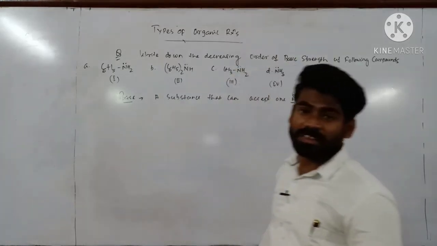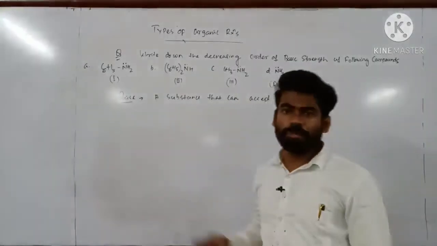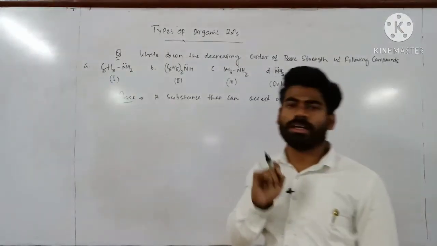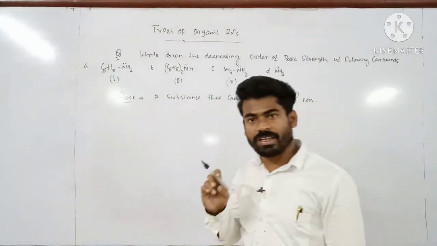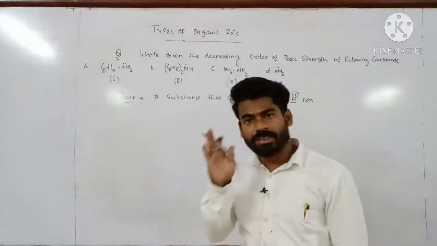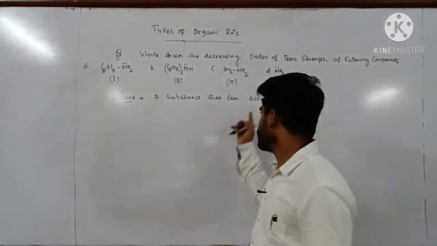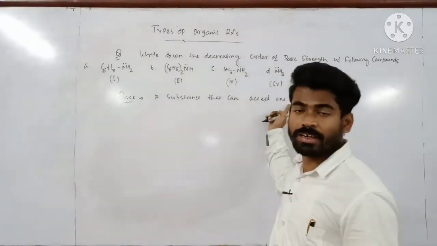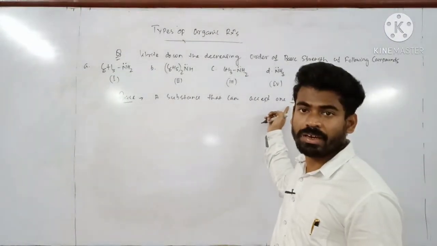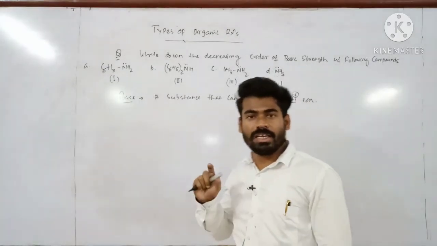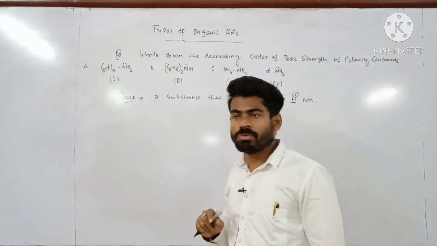Now the acceptance of a proton by such compounds depends upon the availability of electron density over the nitrogen atom. So if electron density is more over the nitrogen atom, then it has a strong tendency to accept one H plus ion, because H plus is an electrophile, electron deficient. So definitely this species would attach to that center where the electron density will be more.